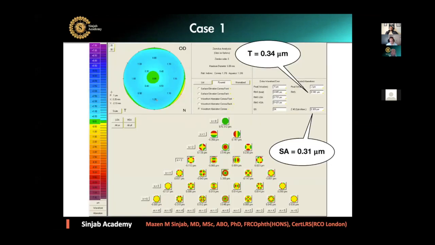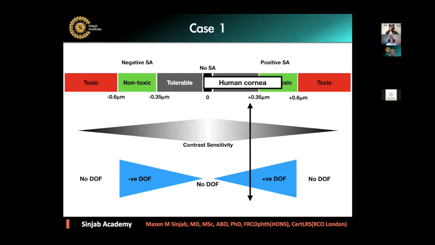Okay, so we come back to these cases. This is case number 1. The total is 0.34 microns, which is normal, and the spherical aberration is 0.31, which is a good one, positive one. So the total is on account of the spherical aberration, but all are normal. Because it is in this range, as you see the arrow, we expect that this patient has, let's say, fairly good or fair contrast sensitivity or quality of vision, and fair depth of focus.